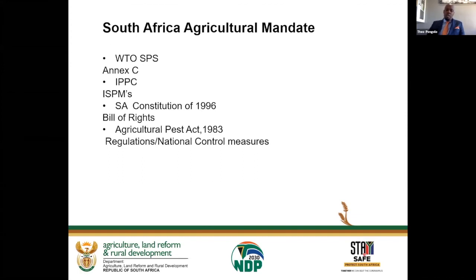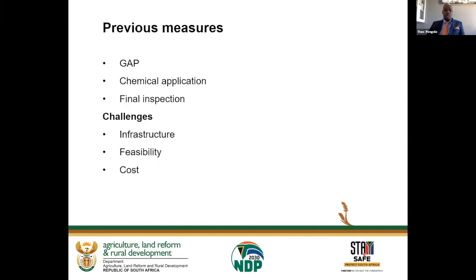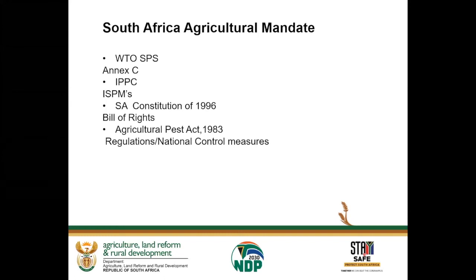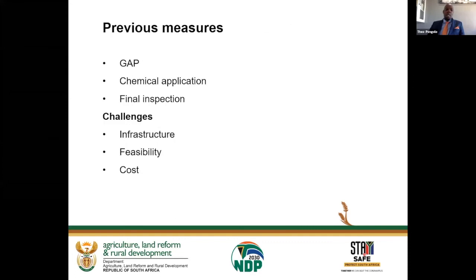Then the next one is the core, the IPPC, and using the guidelines of ISPM to develop the systems approach and also to develop any critical options and inspection points to meet the export requirement. And also what is important is the constitution of the country that allows us to make sure that we've got sufficient food in terms of agriculture, and that is entrenched in the Bill of Rights of our country. Then the last one is the Agricultural Pest Act that allows the domestic regulation, national controls, and export and import.